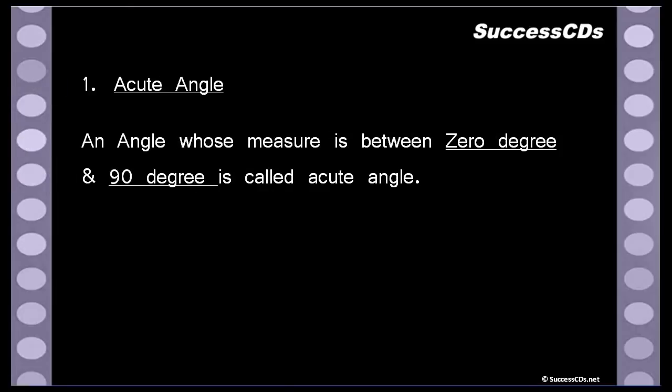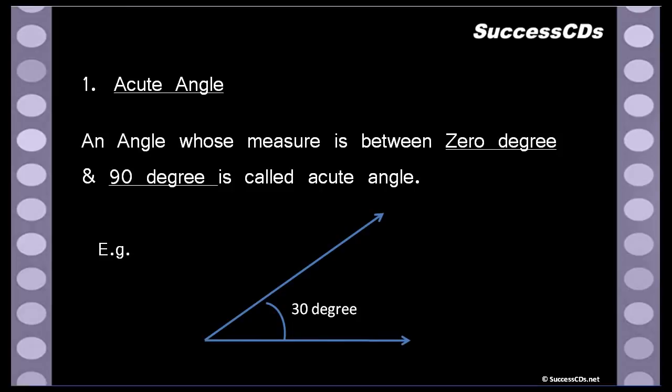First of all, we have acute angle. The smallest form of angle, an angle whose measure is between 0 degree and 90 degrees is called acute angle. For example, here if we see, two arms are at an angle of less than 90 degrees. Here it's only 30 degrees. Therefore, such an angle of 30 degree measure is called an acute angle.